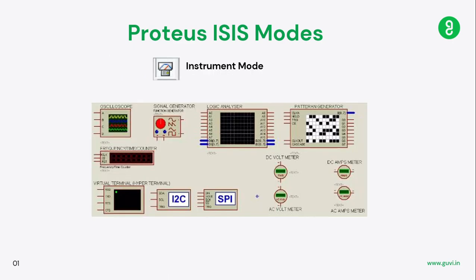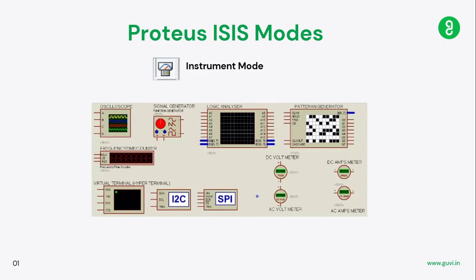And then comes the instrument mode. In instrument mode we have different kinds of instruments like an oscilloscope, signal generator, logic analyzer, pattern generator. All these instruments are very expensive in reality. But here we can check our waveform on an oscilloscope. We can generate a signal like on a signal generator. We have a virtual terminal.